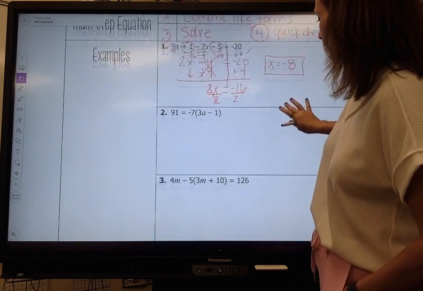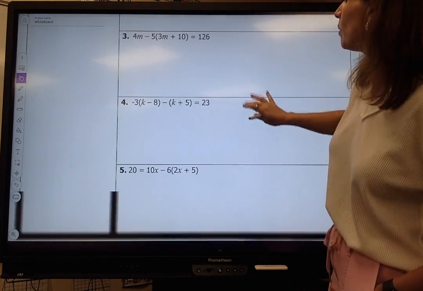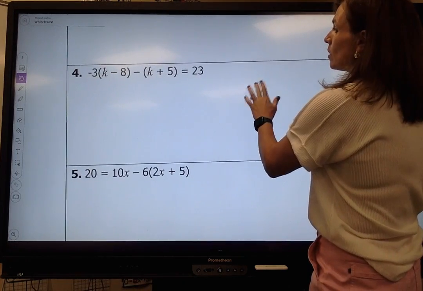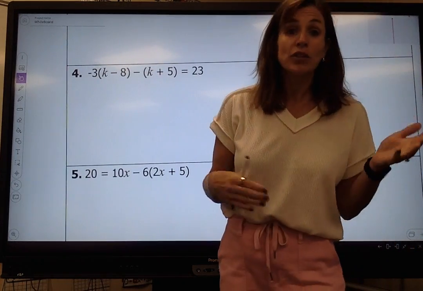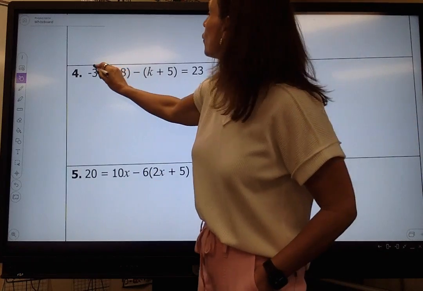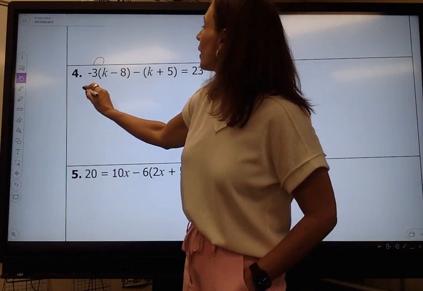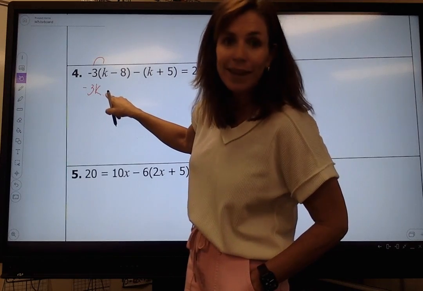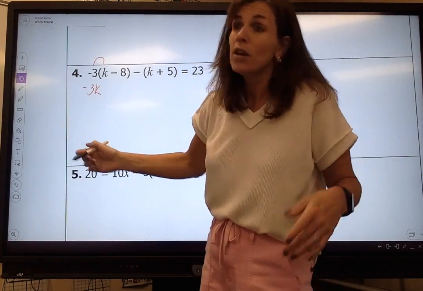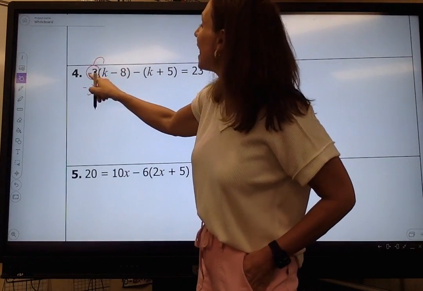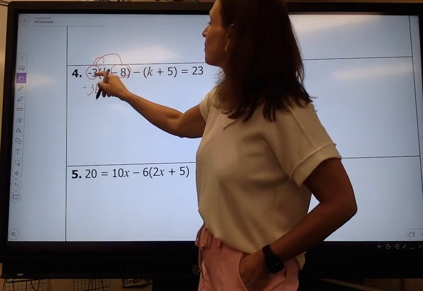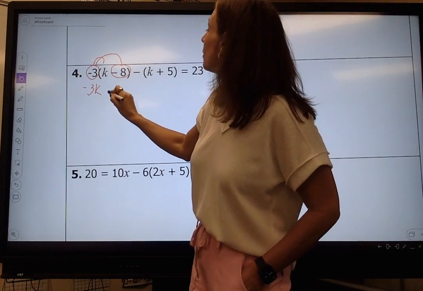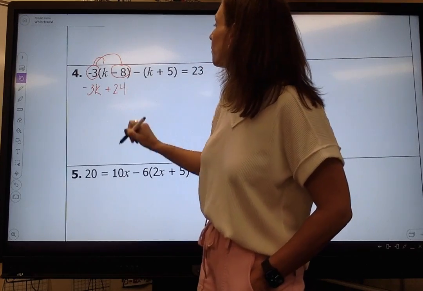Okay, let's skip down to, let's do number 4, because I know this is review. So my first step, I do need to distribute. So I'm going to distribute the negative 3. So I have a negative 3k. Remember, do not put down that negative. You don't know if it's negative. You're distributing a negative 3 times a negative 8. So a negative times a negative makes it a positive 24.